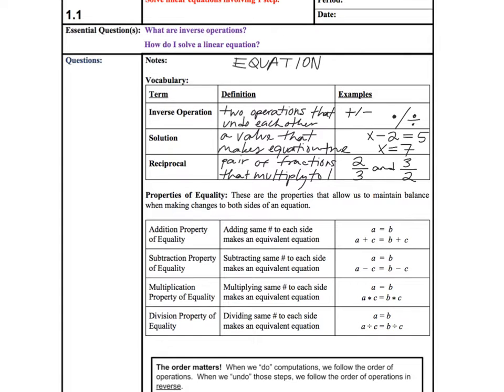So we are allowed to add the same number to both sides. Subtraction property of equality says I can subtract the same number from both sides, and that's allowed, right? It's still equal. Multiplication, same thing. I can multiply the same number to both sides, and my equation is still equal. And division is the same thing. I divide the same number on both sides, and it's still equal.